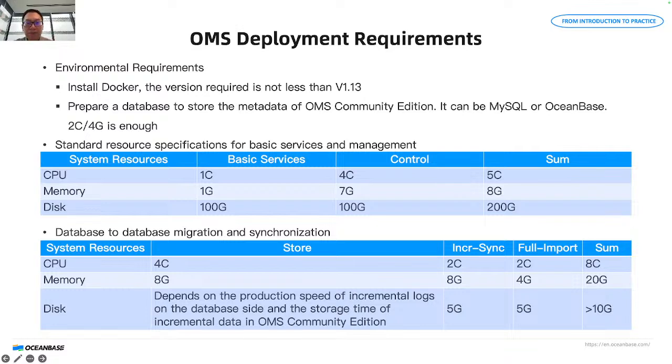For basic services, the requirements are 5 CPU cores, 8 GB memory, and 200 GB of disk space. For migration and synchronization, the requirements are 8 CPU cores, 20 GB memory, and disk space of at least 10 GB. The disk here refers to the storage space mentioned earlier, which serves as a local store for pulling and saving incremental logs. The required size mainly depends on the production rate of incremental logs from the database and the duration we intend to store them locally.